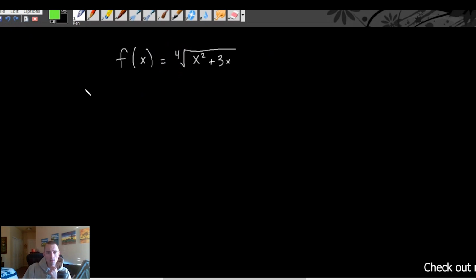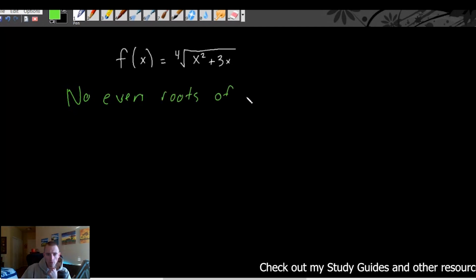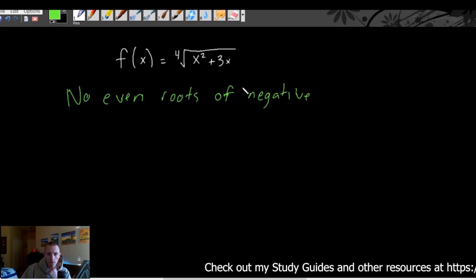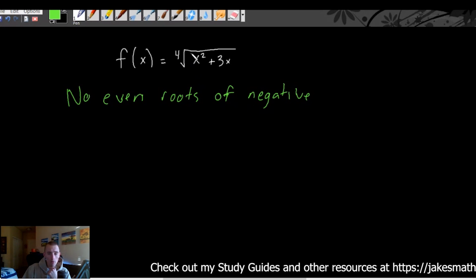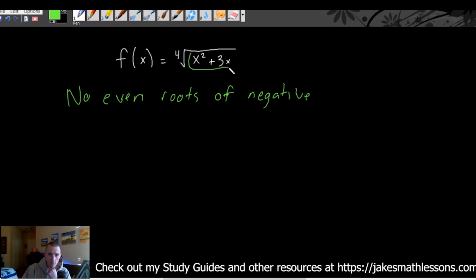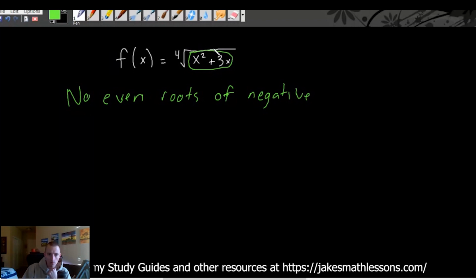So what we need to keep in mind is whatever we're taking the fourth root of, we can't take an even root of a negative number. So we need to make sure that whatever we're taking the fourth root of, in other words, whatever is underneath this fourth root here, can't be negative.